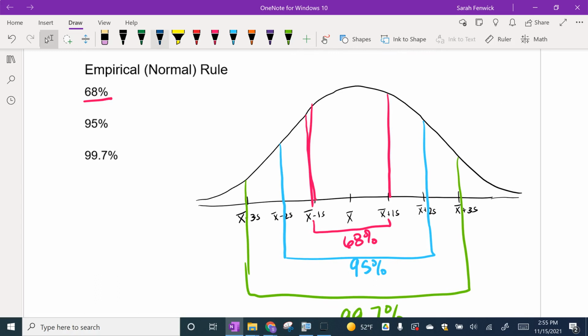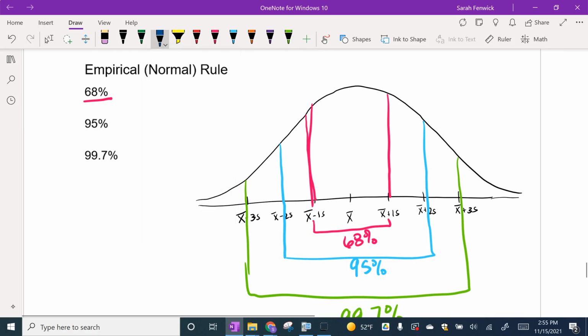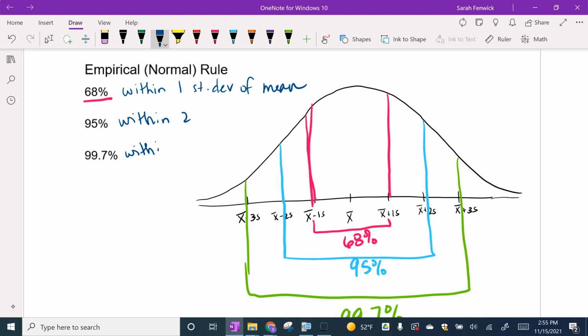So what they're usually going to have is 68% of the data falls within 1 standard deviation of the mean. This is within 2 and within 3. Using the word within means it goes in either direction, so from -1 standard deviation to +1 standard deviation. That's what the empirical rule looks like, and we'll use that more later on.